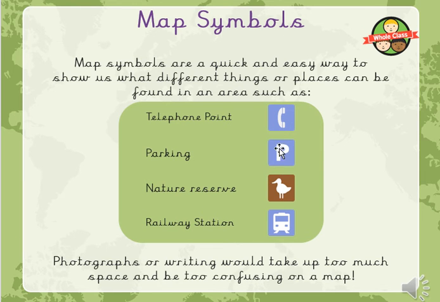The next thing is a P for parking, and that means there might be a car park somewhere on your map, okay? If you were looking to park your car, you would look for the P and you would go in that direction to find it.